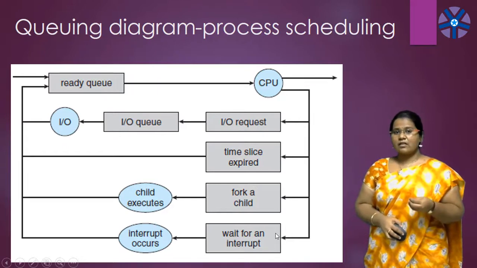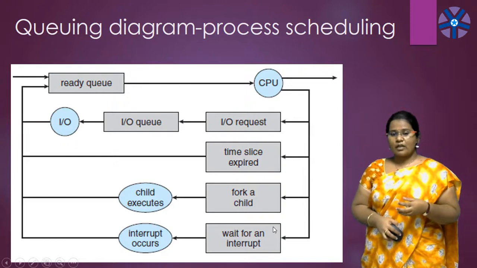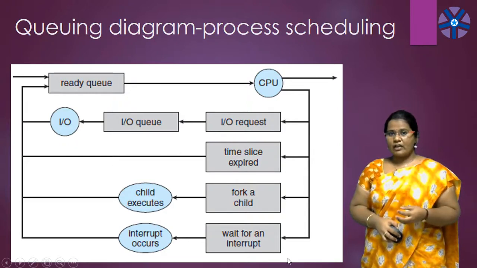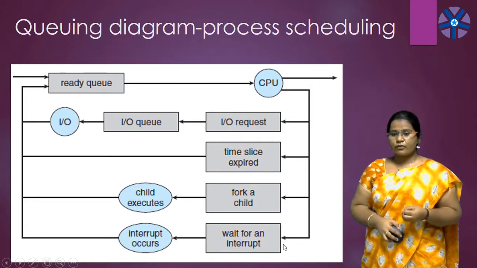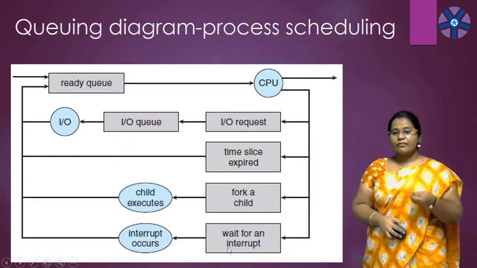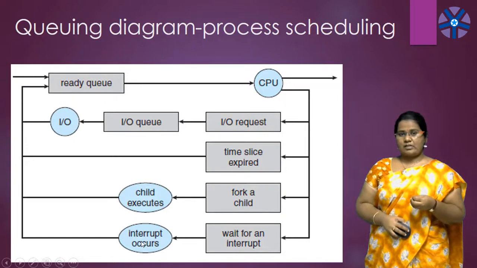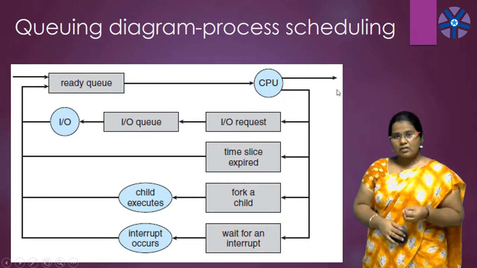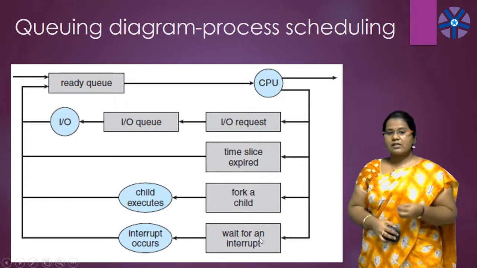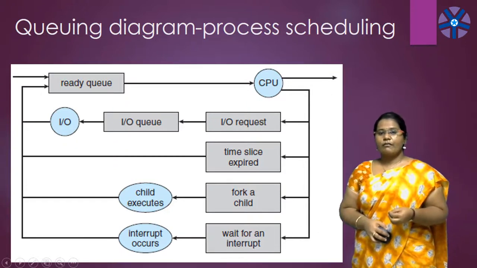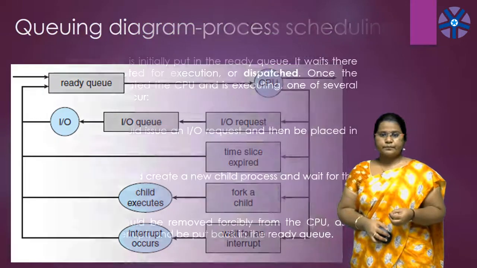And the last case when a process will come out is if an interrupt has occurred. If the interrupt has occurred, the process has to come out from the CPU. It has to wait until the interrupt has been executed and then move to the ready queue for resuming its execution. So this is about the queuing diagram of process scheduling.